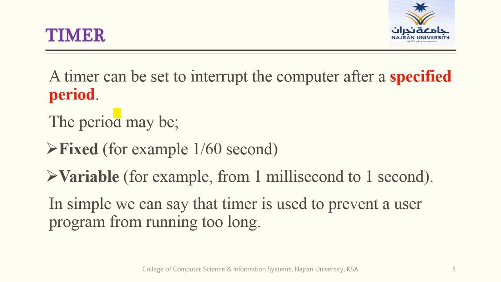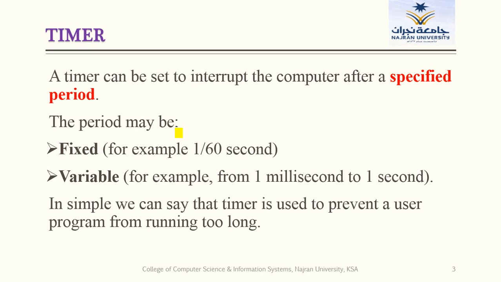Like in our life, we are using a timer to interrupt us, because without a timer it's very difficult to finish our tasks, because time is very important. Time is money in our life. So the operating system is also using a timer to interrupt the system, interrupt the computer.